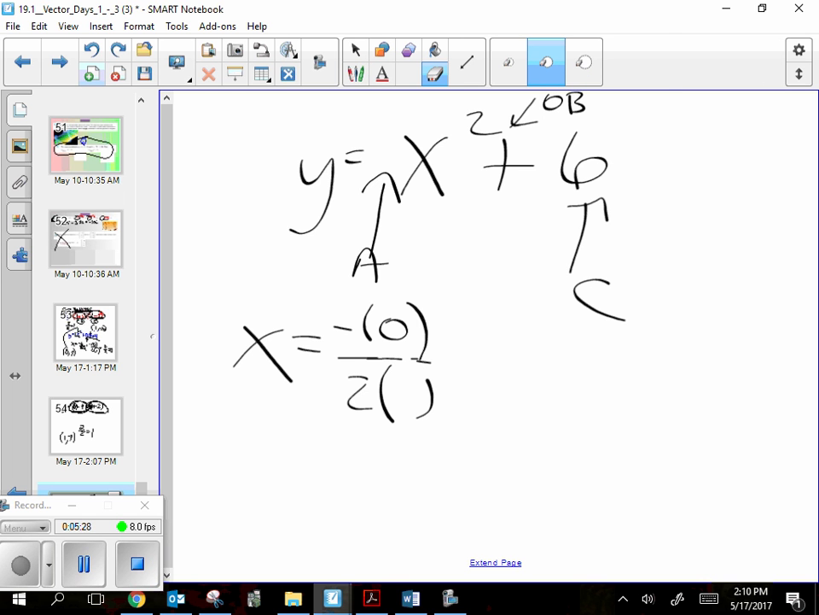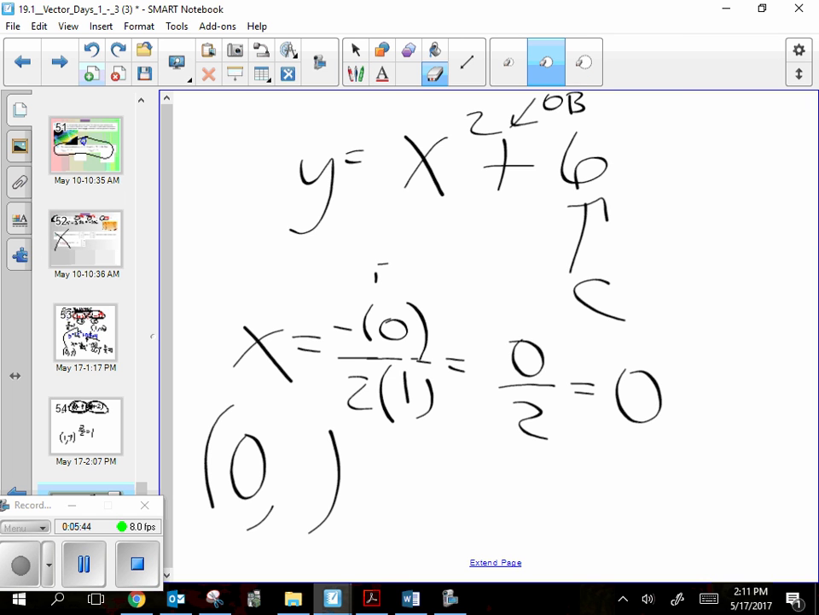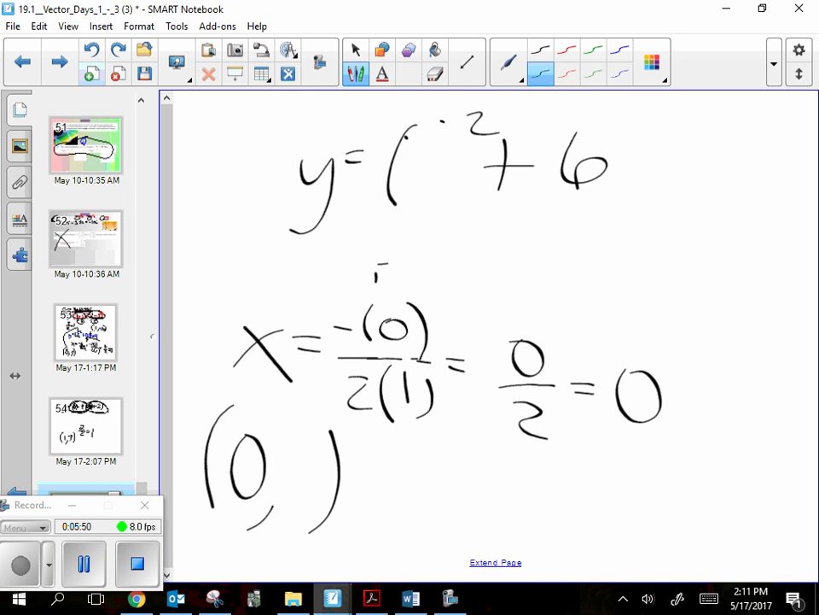So I'm putting a 1 here. And then I get 0 over 2. What's that? 0. Am I done? Oh, 0 is the beginning. Mr. TW, what do I do with that? Plug it up in there. All right, so I'll put it up in there. It goes right where the X is. And then I got 0 squared plus 6. What's that? Yeah. All right.